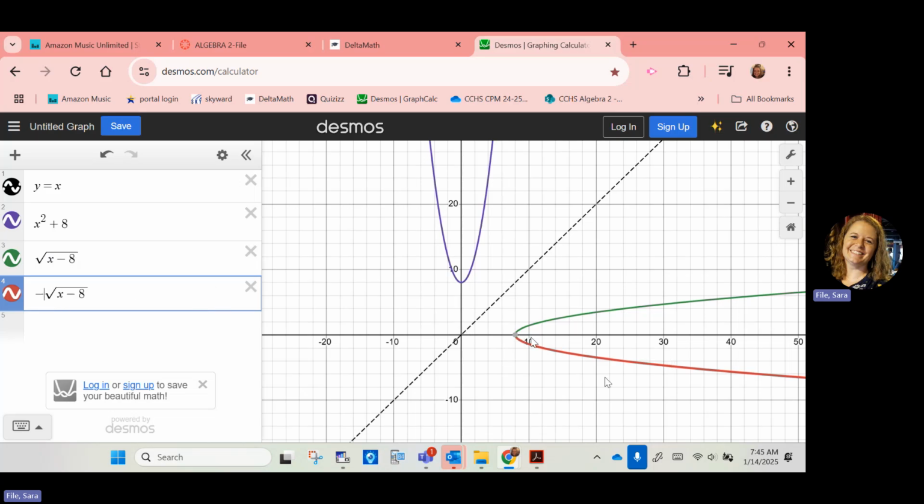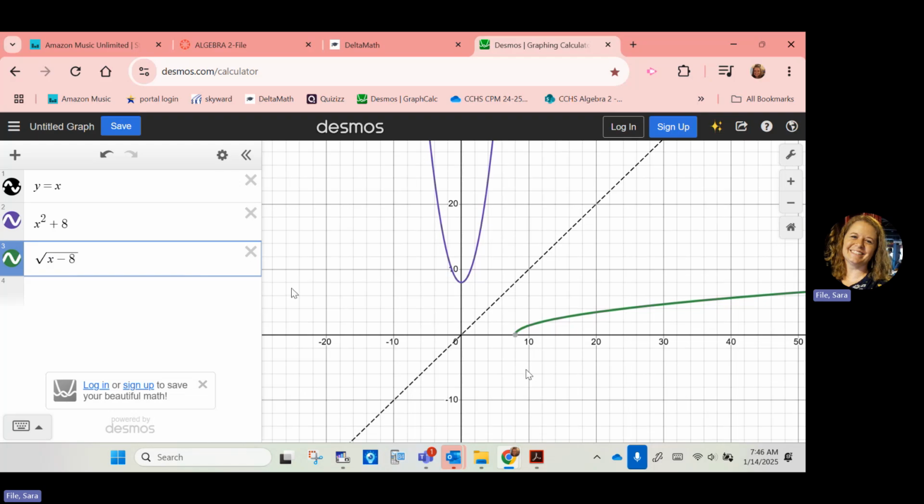That red part is not actually part of the function, because if you took that parabola and just turned it on its side like this, it's no longer a function. It fails the vertical line test. A vertical line would go through this twice. So that's why we don't have the graph of the negative portion of that.